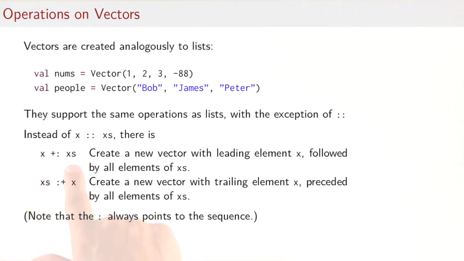x plus colon xs creates a new vector with leading element x followed by all elements of xs, and xs colon plus x creates a new vector with trailing element x preceded by all elements of xs. So note that the colon always points to where the collection is, where the sequence is.